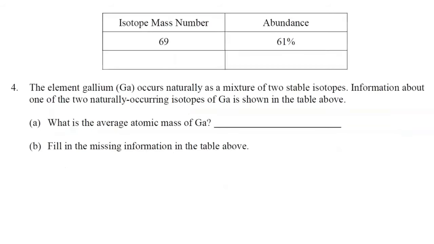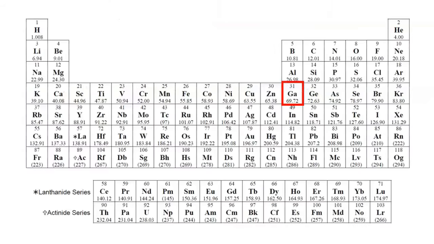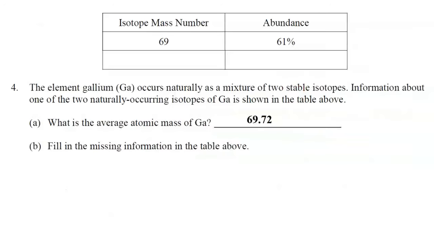So we are told that the element gallium, Ga, occurs naturally as a mixture of two stable isotopes. Information about one of the two naturally occurring isotopes of gallium is shown in the table above. Part A. What is the average atomic mass of gallium? Let's go ahead and use the periodic table to figure that out. So gallium's average atomic mass is 69.72.